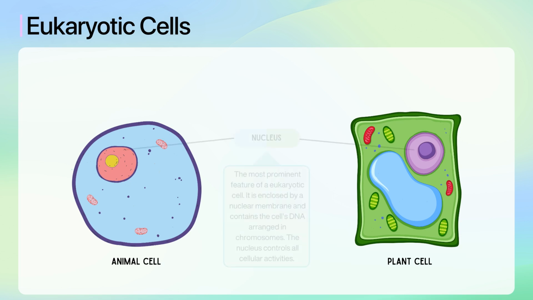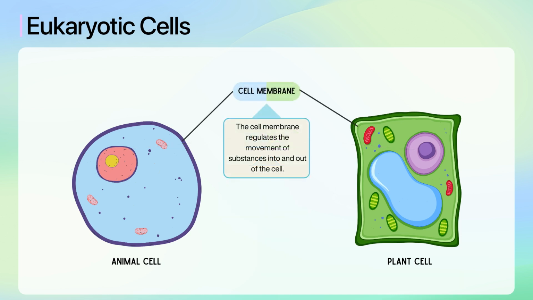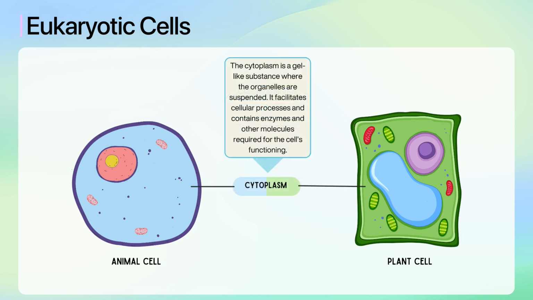The most prominent feature of a eukaryotic cell is the nucleus. It is enclosed by a nuclear membrane and contains the cell's DNA arranged in chromosomes. The nucleus controls all cellular activities. Similar to prokaryotic cells, the cell membrane regulates the movement of substances into and out of the cell. The cytoplasm is a gel-like substance where the organelles are suspended. It facilitates cellular processes and contains enzymes and other molecules required for the cell's functioning.